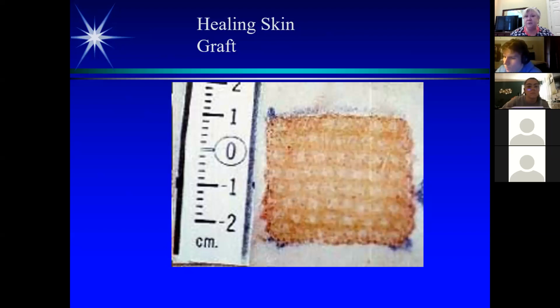So this is an example of what a healing skin graft would look like. You don't take it off. Don't peel it off the patient. When you have a skin graft, it stays on. If you ever do dressings, don't peel the skin graft off.